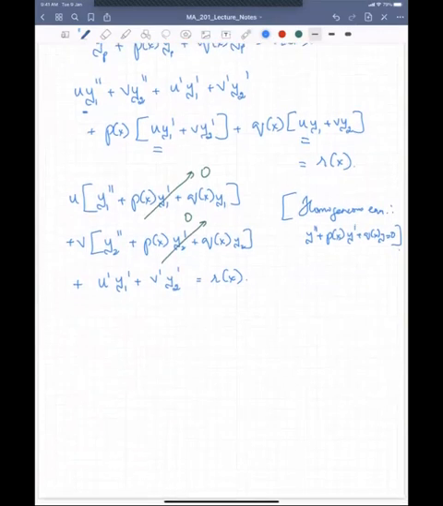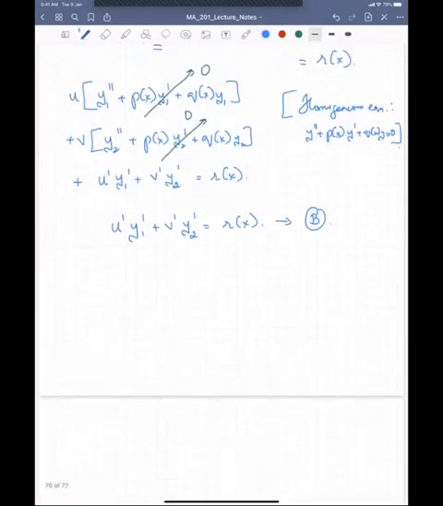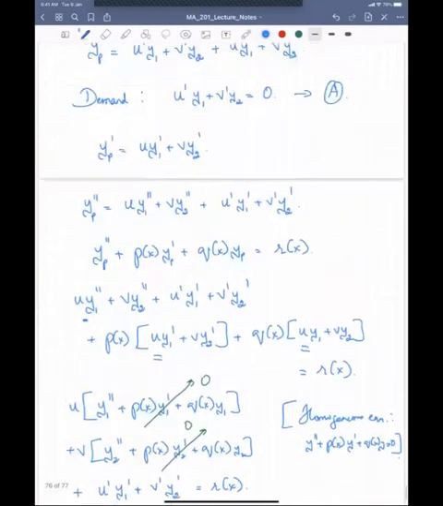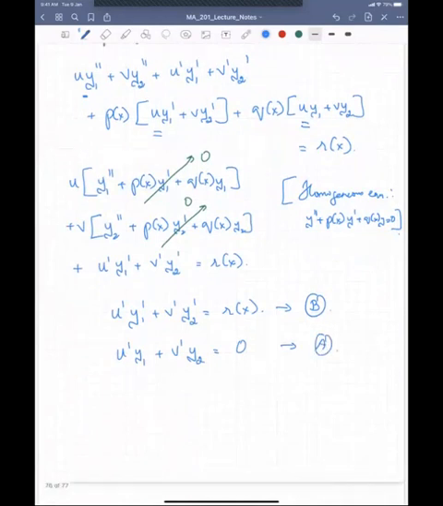So the demand that this ansatz solves the differential equation boils down to a fairly simple equation: u prime y1 prime plus v prime y2 prime equals r of x. And I'm going to call this equation b. Now things become fairly straightforward because I have two equations and two functions to determine from these equations. So I will write a also underneath this. A is u prime y1 plus v prime y2 equals 0.